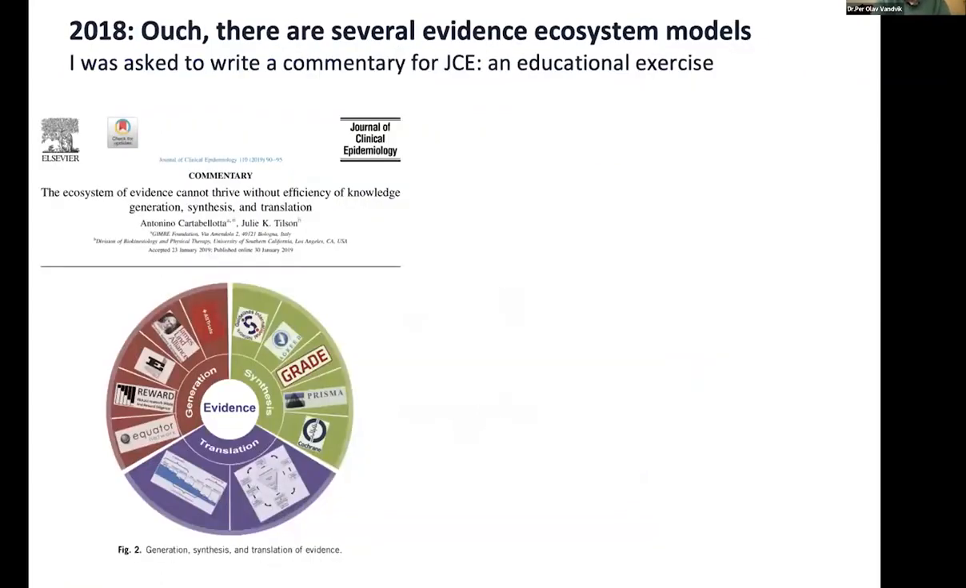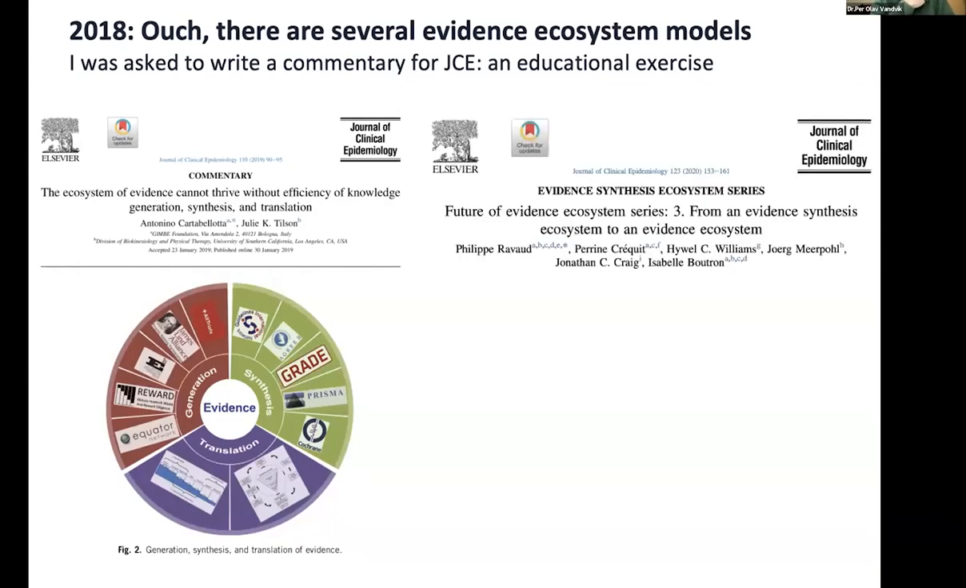Now, in 2018, I realized, and I shouldn't have been surprised, that there were several evidence ecosystem models out there. And I was asked to write a paper for the Journal of Clinical Epidemiology, which was an educational exercise for me. So I found that there was an ecosystem of evidence model here to the left from Nino and colleagues in Italy, focusing a lot on evidence syntheses and to some extent, but not much, guidelines.